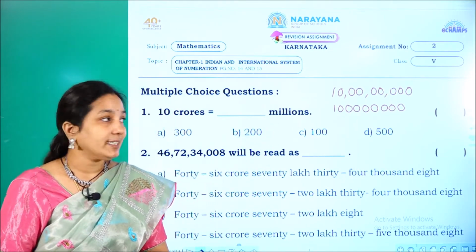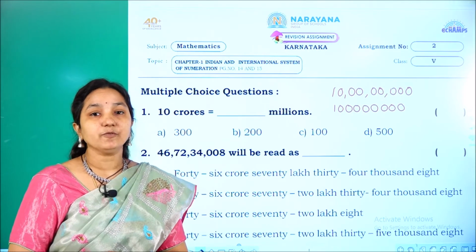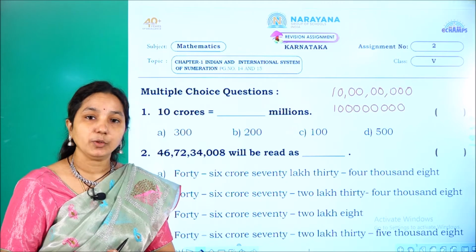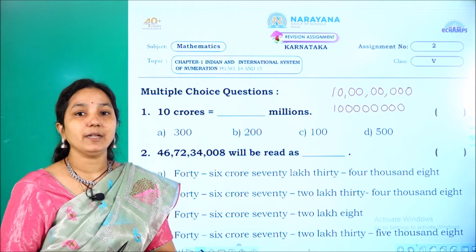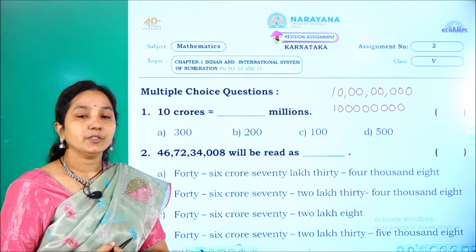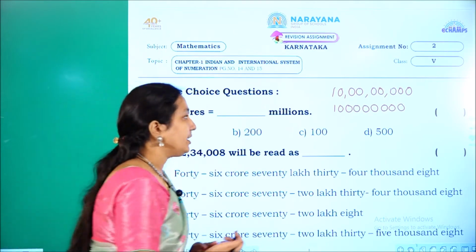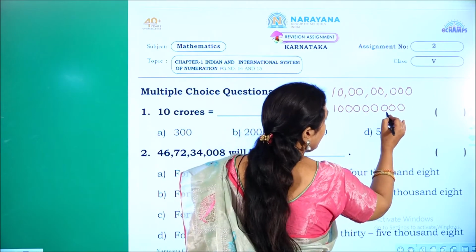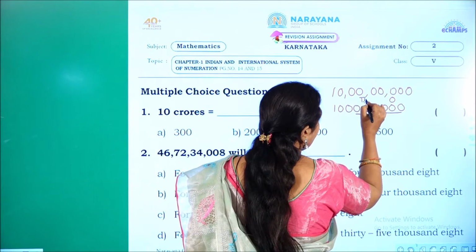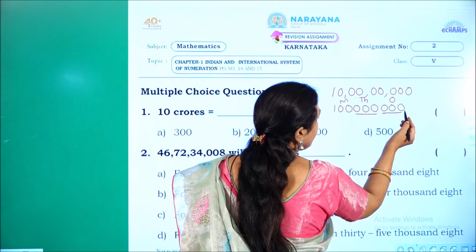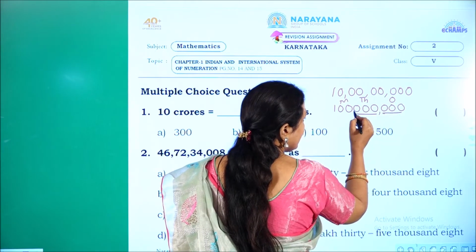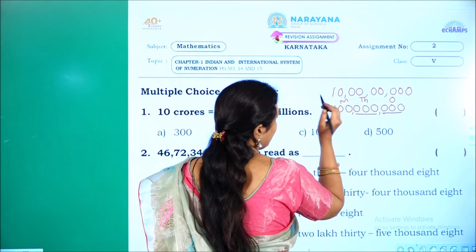So already you know that in Indian system, except ones period we have 3 places. Remaining all periods we have 2 places. Coming to international place value chart, each period consists 3 places. So according to that we have to keep the commas. This is ones period, this is thousands period, and this is millions period. Means ones, tens, hundreds, thousand, 10,000, 100,000, million, 10 million, 100 million.